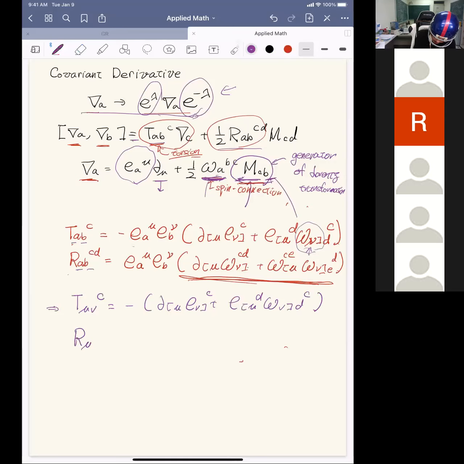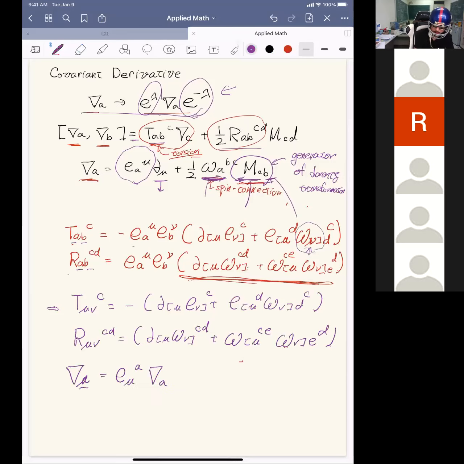And similarly, R mu nu CD is just, I'm rewriting the same equations again, but I'm trying to do things a little bit slower so that everybody can really follow what's going on. Okay, so now this becomes very simple. And in fact, if I define the covariant derivative in the curved indices as E mu A multiplied by delta A, the inverse Vierbein multiplied by delta A, then I see that this is literally just partial mu plus 1/2 omega mu AB MBA.